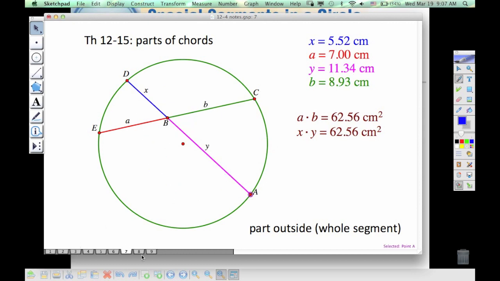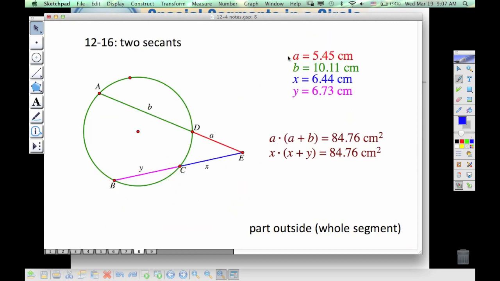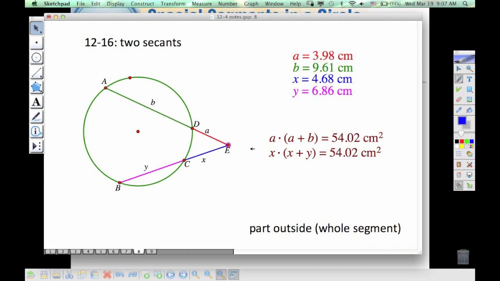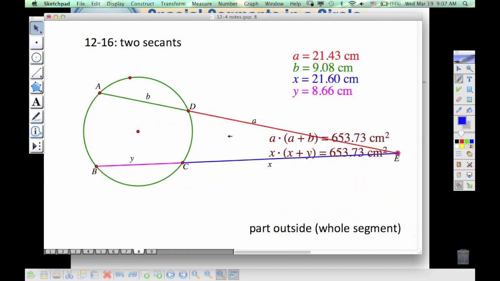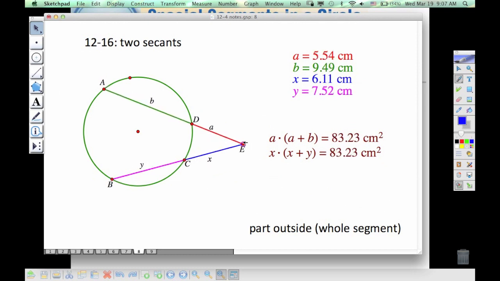Now, if we're looking outside of the circle, we're going to use a different rule because of the way that my parts are coming together. I'm still looking at my parts, but what I need is the outside part. So A and X are the outside parts, and I'm multiplying each by the whole segment, A plus B, so I'm adding to get the whole length, or X plus Y, that's the whole thing. So we're dealing with the part outside and multiplying it by the whole segment.